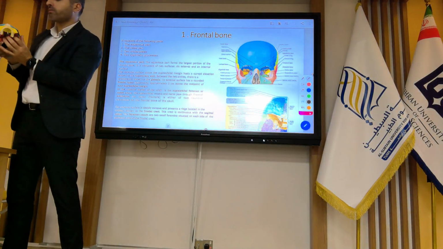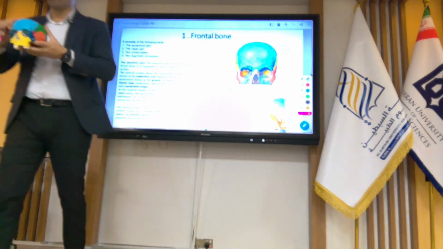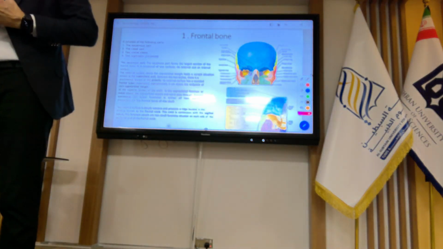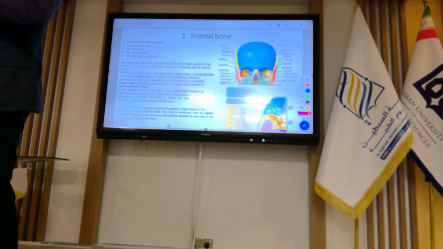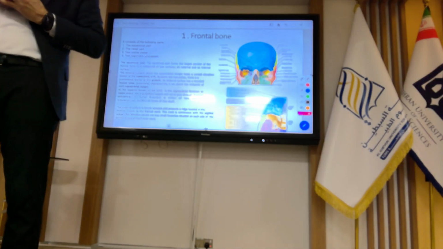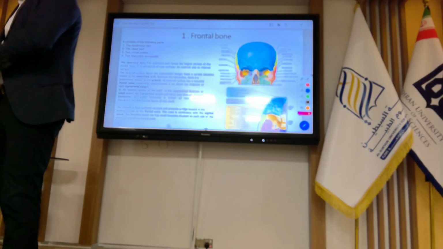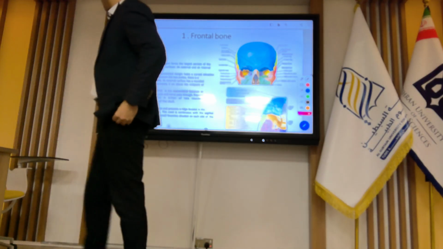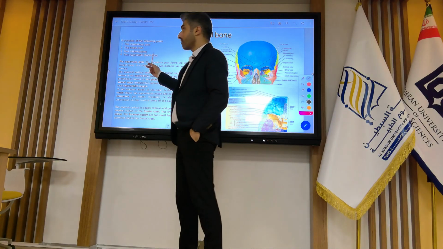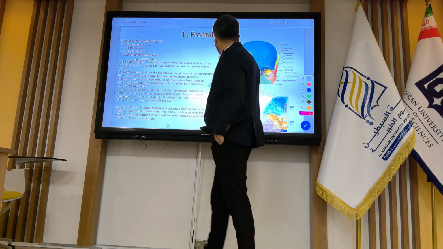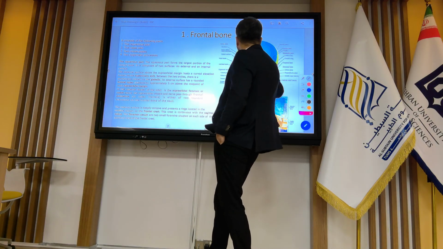Look at this model. Frontal bone, squamous part. Nasal part. These are the orbital plates, the roof of the orbits. And finally, the zygomatic process, because it is attached to the zygomatic bone.